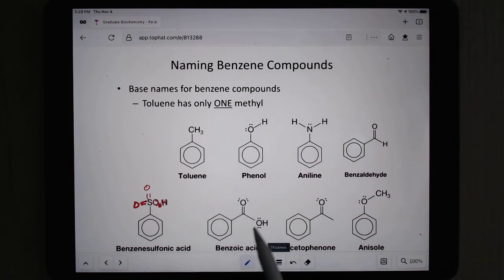Benzoic acid, so we've got the benzene here, with the carboxylic acid here. Acetophenone, so this is an acetyl group here. Essentially what you'll have is a benzene on one side of the ketone and a methyl group on the other. The other one is anisole, and that one you've got the O-methyl hanging off of here. You can also have what's called benzophenone over here. It's a ketone, but you have benzene on both sides. Here with acetophenone, you've got a methyl on one side and a benzene on the other. So you want to know these base names.